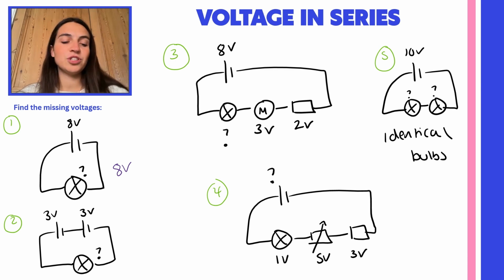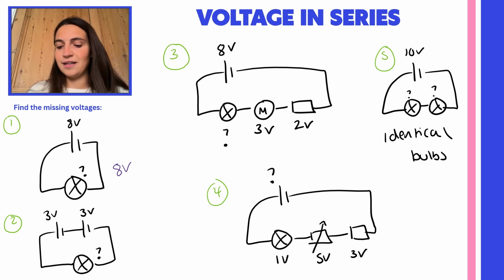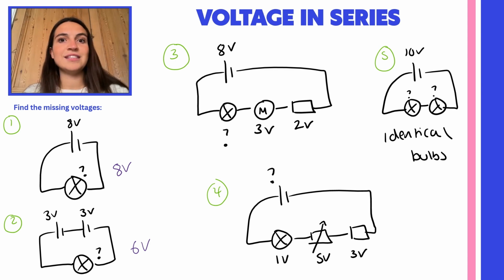Okay, number 2. This time I have 2 cells in my circuit and one bulb, and each of those cells is providing 3 volts to my circuit. So in total, my supply voltage is going to be 6 volts. I've only got that bulb in my circuit, so it needs to use all 6 of the volts. So the voltage over my bulb is 6.